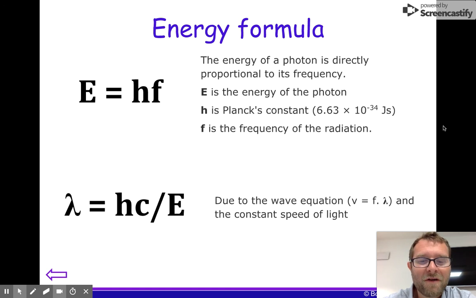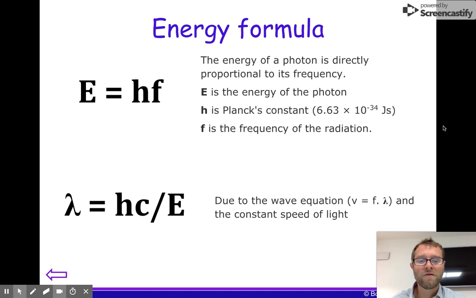If we think about the wave equation, we can do a little bit more now, because we're talking about there being specific wavelengths. So if I rearrange my first formula and recognize the speed of light is always going to be a constant, that'd be c, I can see the wavelength equals Planck's constant multiplied by the speed of light divided by the energy of that photon. And these are the formulas we're going to use to be able to do some calculations.